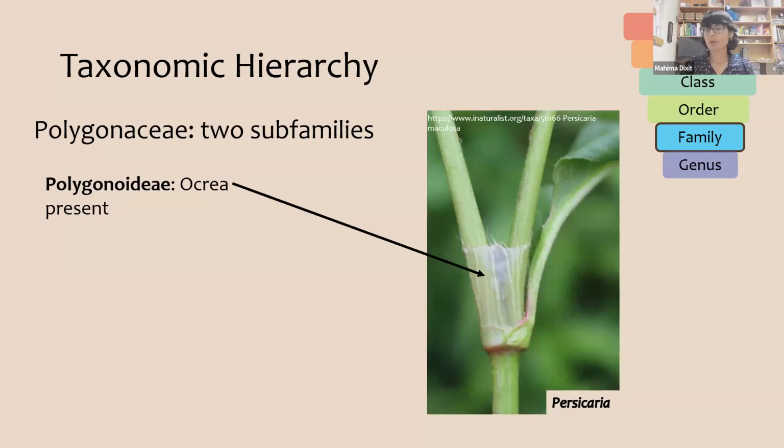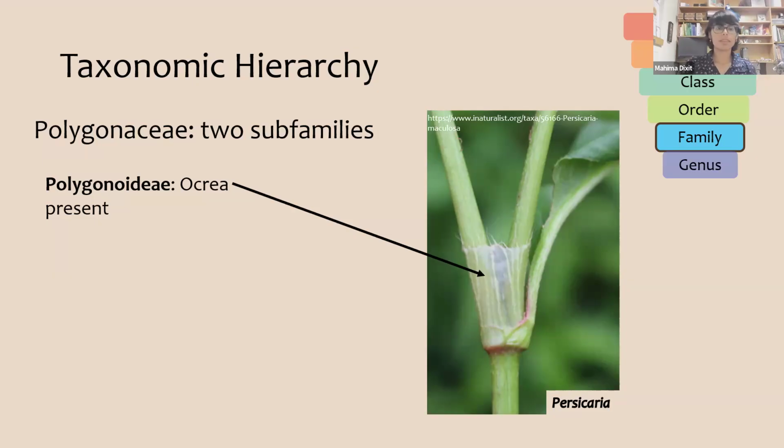And one of the two subfamilies in this family is Polygonoideae, and they are characterized by having this feature called an ochrea. And what an ochrea is, if we're not familiar, is an extension of the leaf base, and it forms a sheath around the stem.